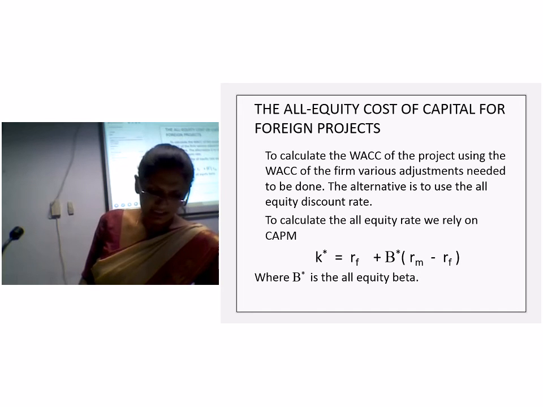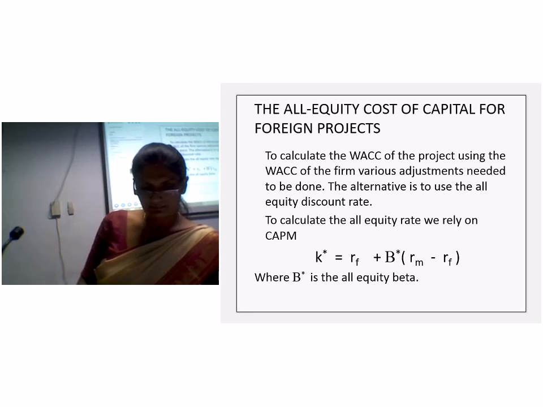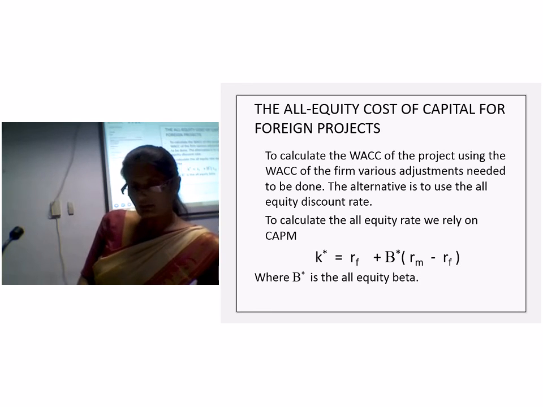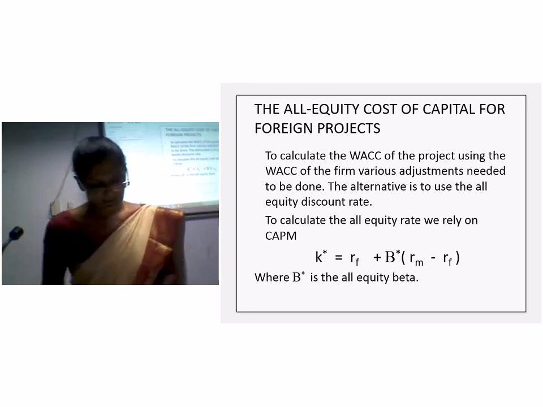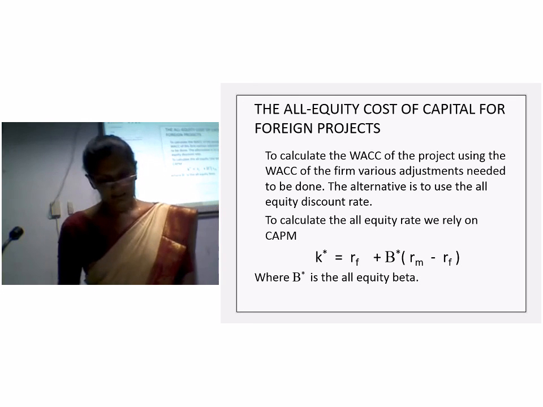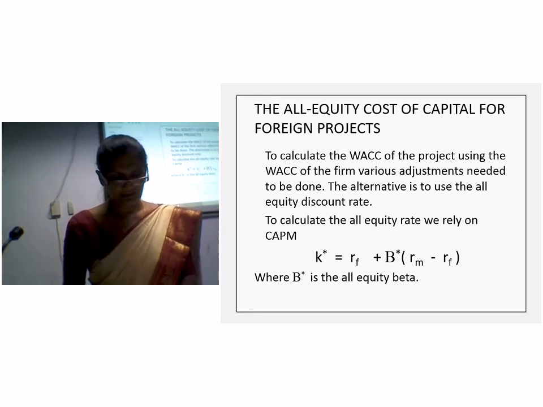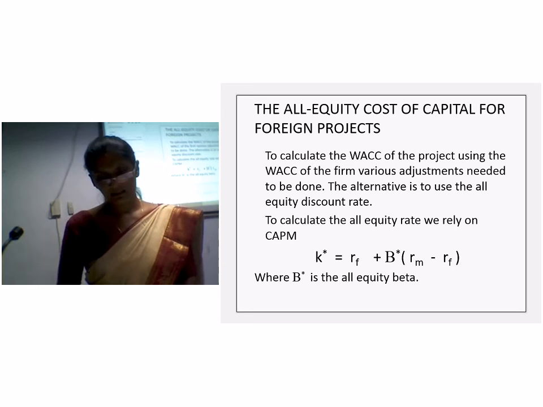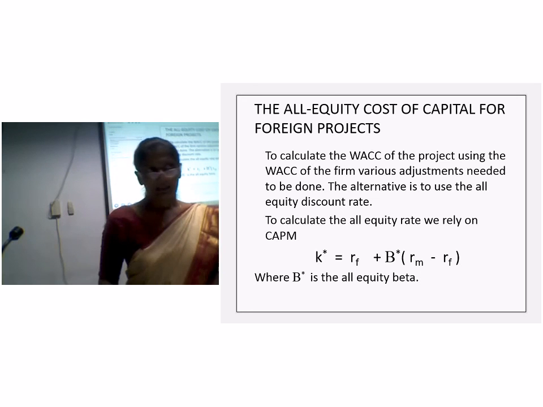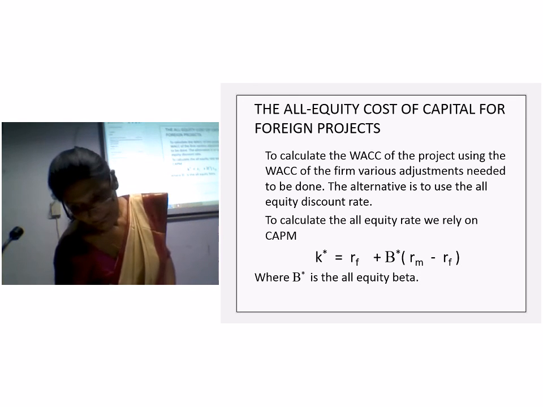Why do we have to calculate this equity rate again? The all equity cost of capital for foreign projects. All equity means the firm has no debt capital, right? If the firm has no debt capital, we still have to calculate the WACC, right? So for all equity firms, we can assume that the project cost of capital would be equal to the parent's equity capital, subject to both the parent and the project facing the same risk, right?